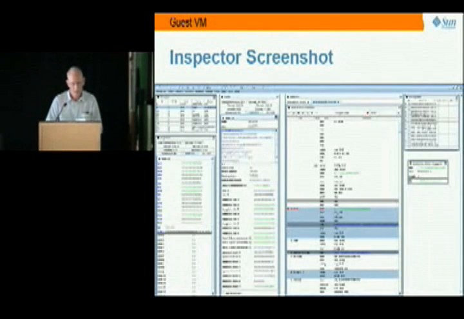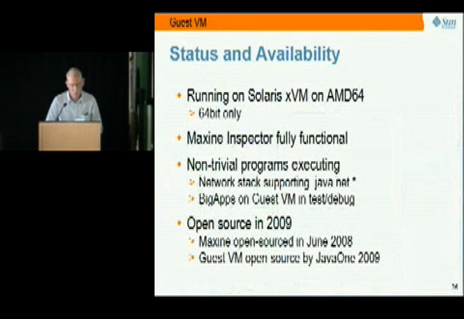Okay. So what is the status and availability of this work? Well, I'm running on Solaris xVM, which is Sun's version of Xen, on AMD64. We made a decision to be 64-bit only because we don't think that in 3 years' time, when this might be a product, say, that 32-bit will be interesting on the server side, even if it is now. And that just simplifies things a little bit.